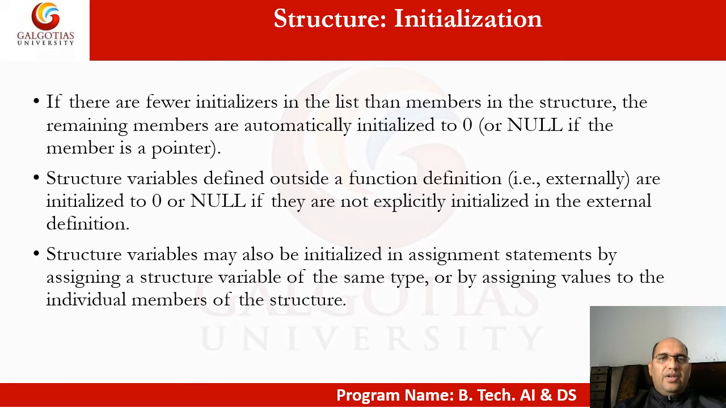If there are fewer initializers in the list than members in the structure, the remaining members are automatically initialized to 0, or NULL if the member is a pointer. So what we want to say here is that if you give fewer values than the actual number of members you have in a structure, then the remaining members will be initialized with the value 0, and if the member is of type pointer, it will be initialized with NULL.